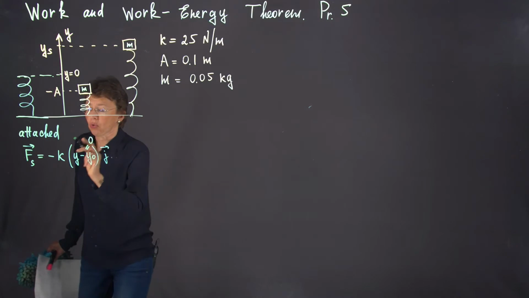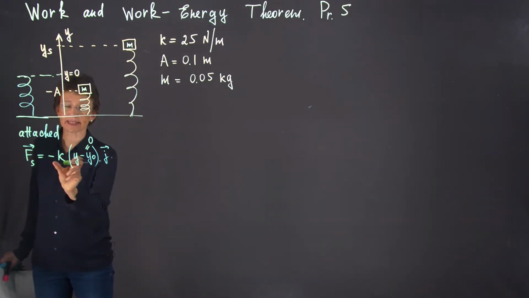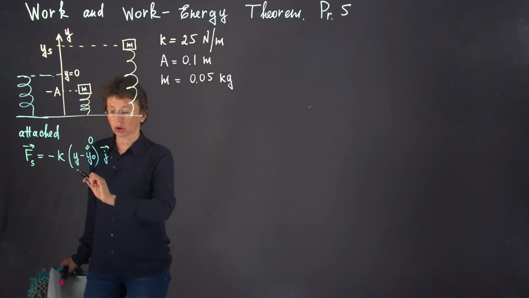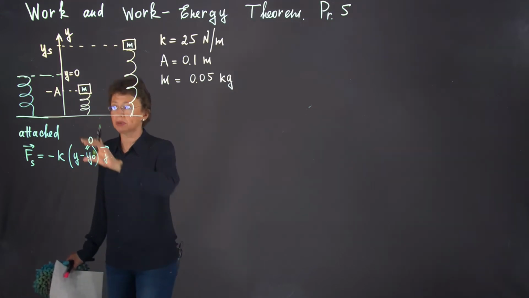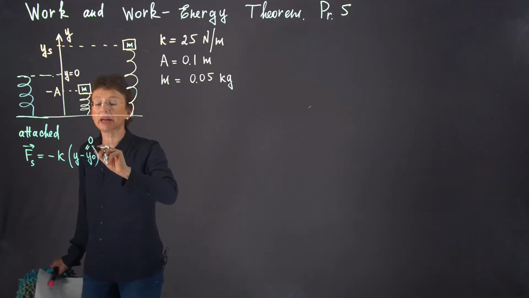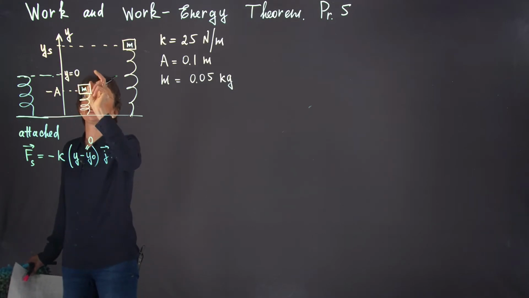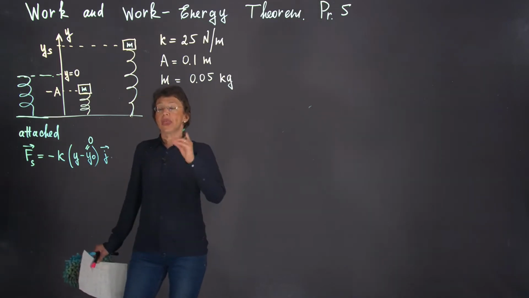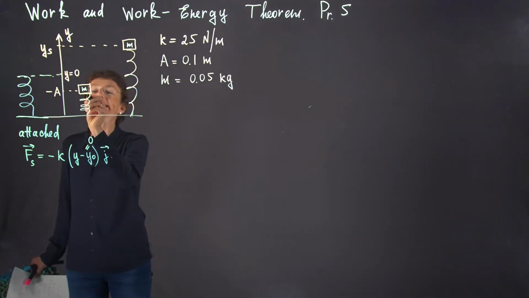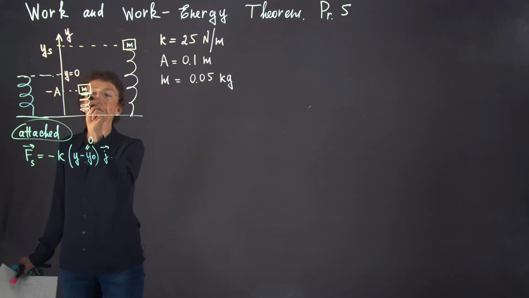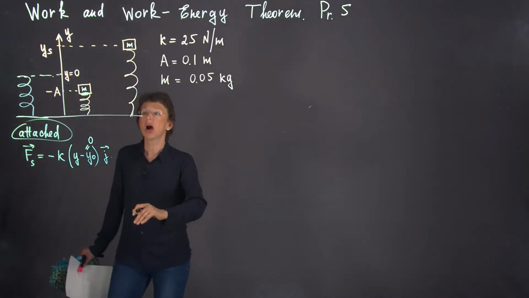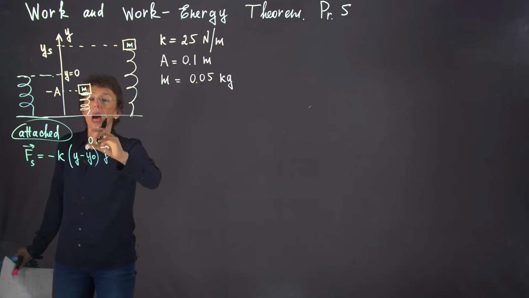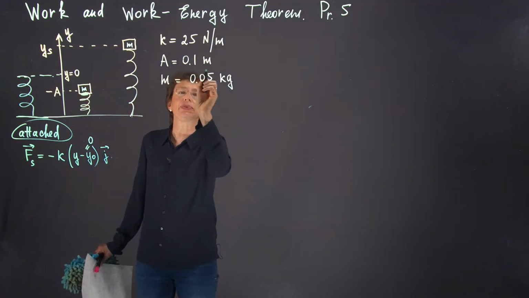Then I know that the force of this spring is described by Hooke's law, which tells me that the force of the spring is minus spring constant times the deviation from equilibrium, which is y minus y naught. But in my case, y naught is 0 because I decided to go with y0 at the unstretched position. Okay, so then I attach, and this is an important word, I attach a block of mass m to this spring, and this spring now is compressed by some amount.